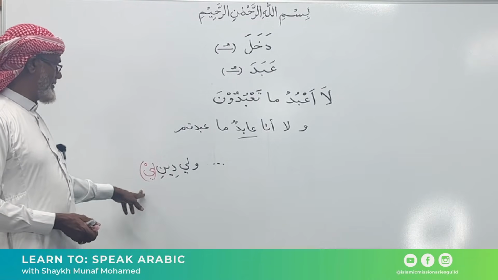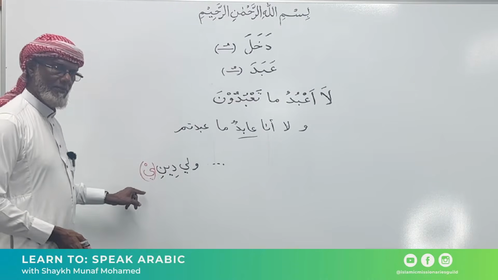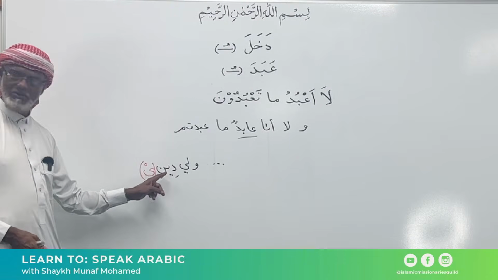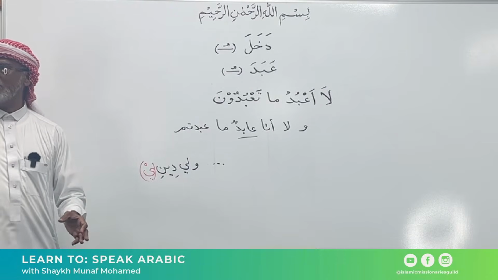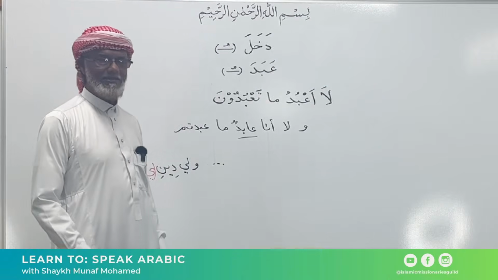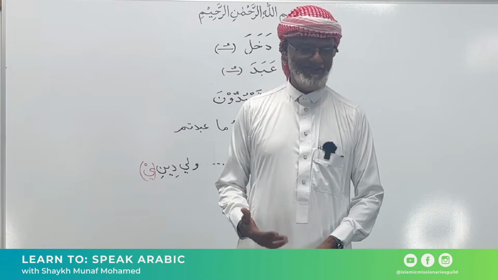All right, so waliya dini, waliya din. It doesn't have the ya. It just has the kasra. Just the kasra is an indication of the omitted ya. Right? That's what is called balagha.